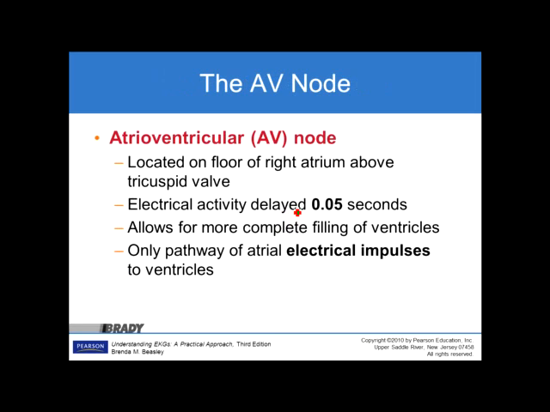The AV node, atrioventricular node, is located on the floor of the right atrium above the tricuspid valve. Electrical activity delay is about 0.05 seconds, which allows for more complete filling of the ventricles. It is the only pathway of the atrial electrical impulses to the ventricles. Now, the SA node fires, it transmits it across and the atria contract simultaneously, the waveform then hits the AV node, which transmits it to the ventricles, and the ventricles will fire retrograde, or in the reverse direction of the atria.